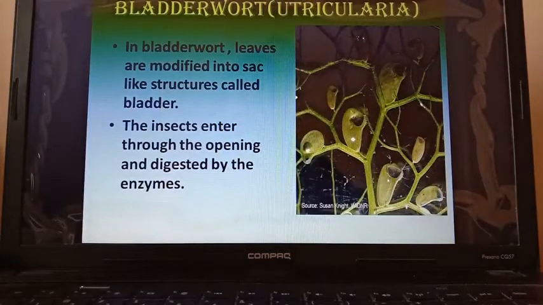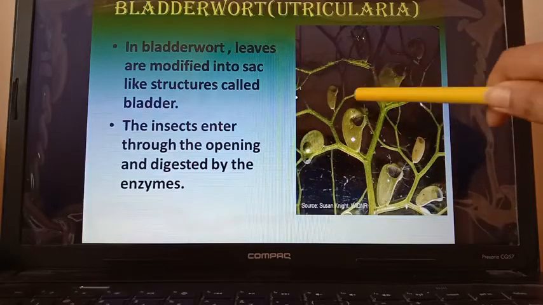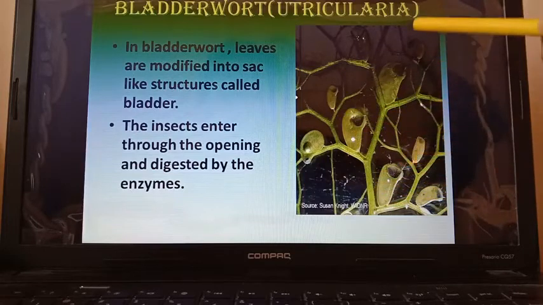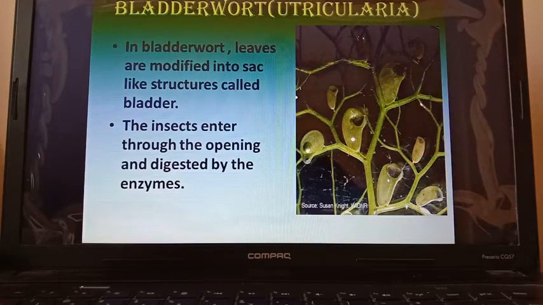Now the next insectivorous plant is bladderwort. It is also known as Utricularia. Bladderwort or Utricularia. In bladderwort, leaves are modified into sac-like structures. Students, you can see these all are sac-like structures. These are actually known as bladders.